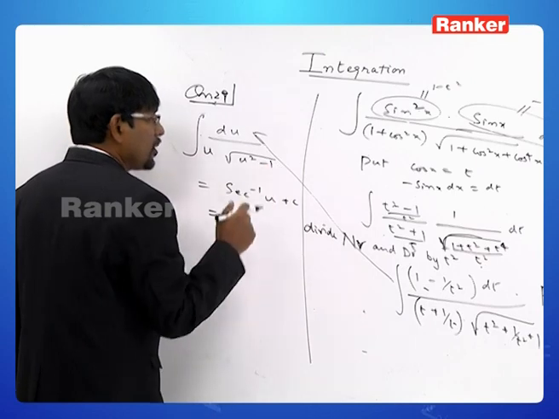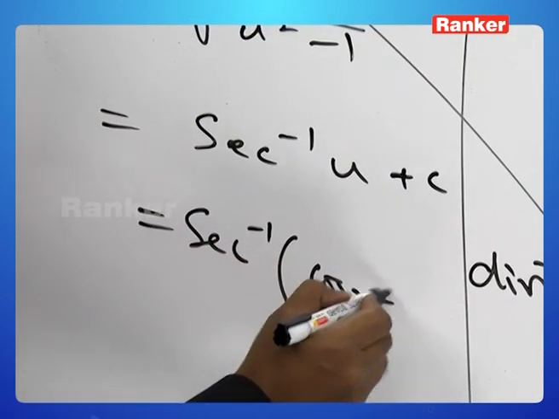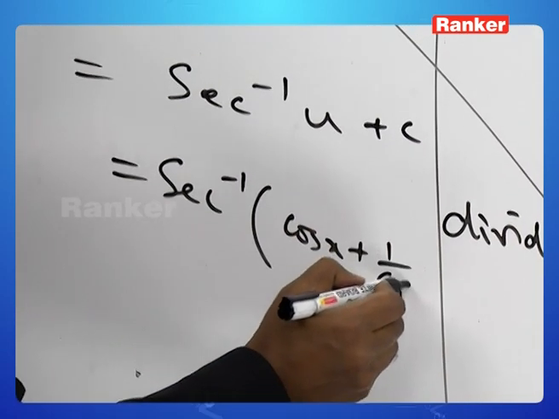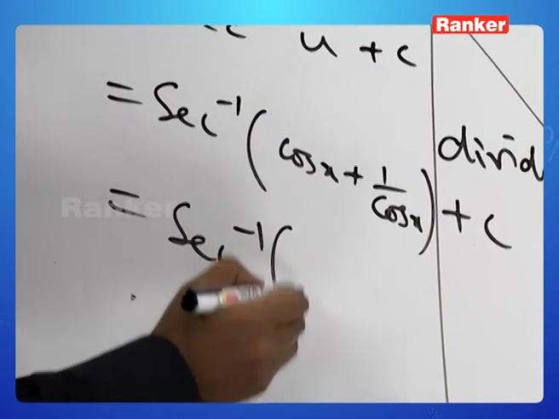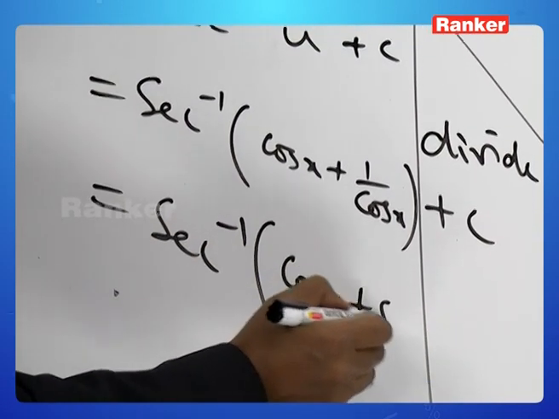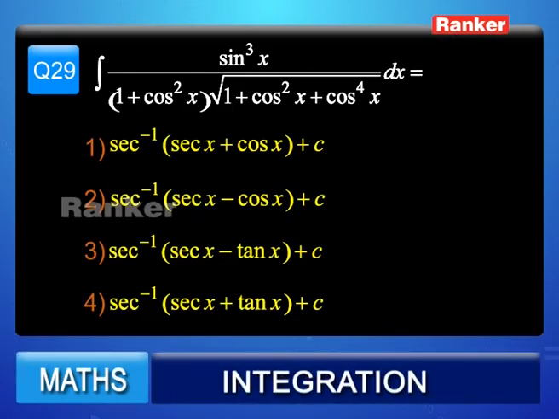What is t? Cos x. So secant inverse of cos x plus 1 by cos x plus c. That makes it secant inverse of cos x plus secant x plus c. And that is clearly seen in option 1. So the answer is option 1.